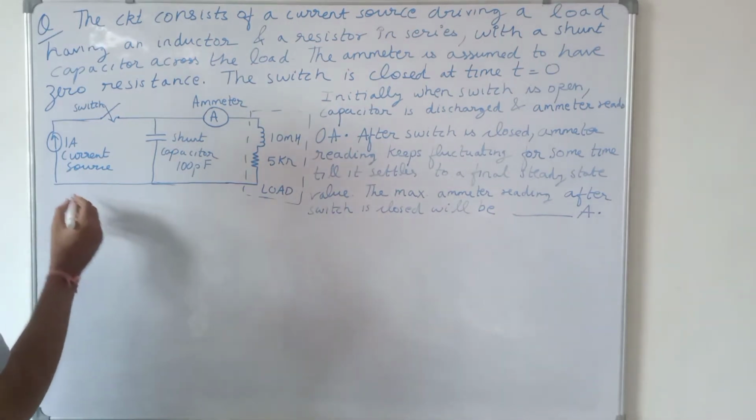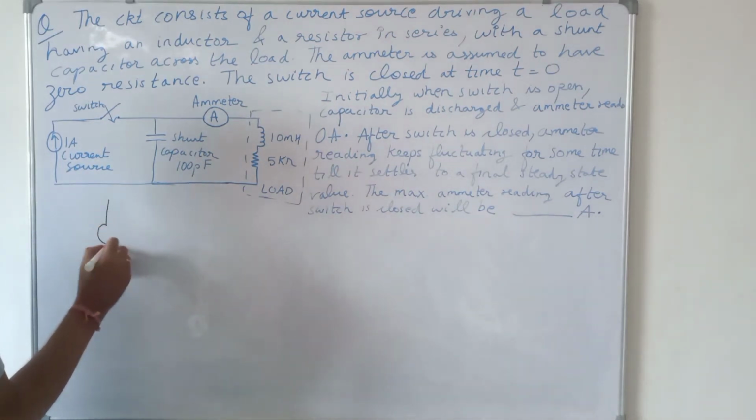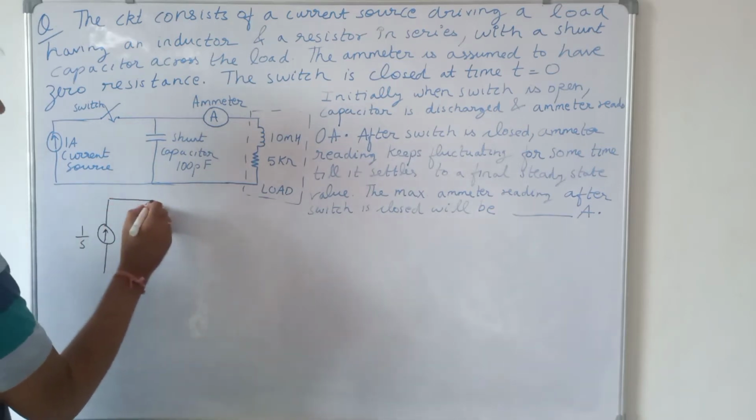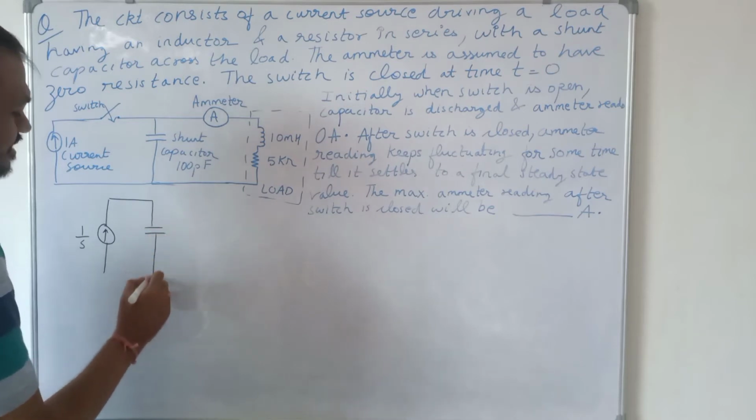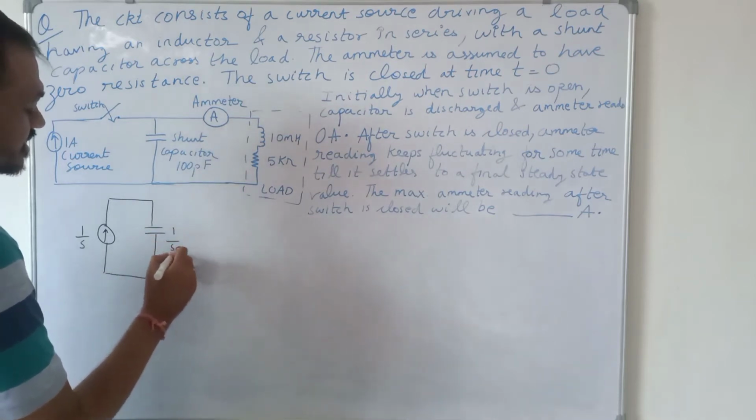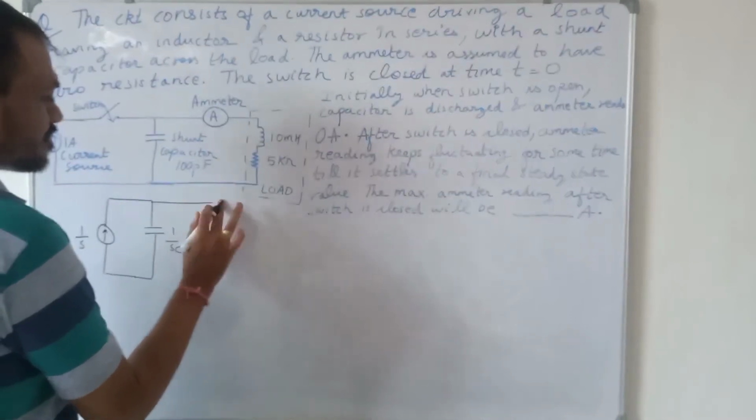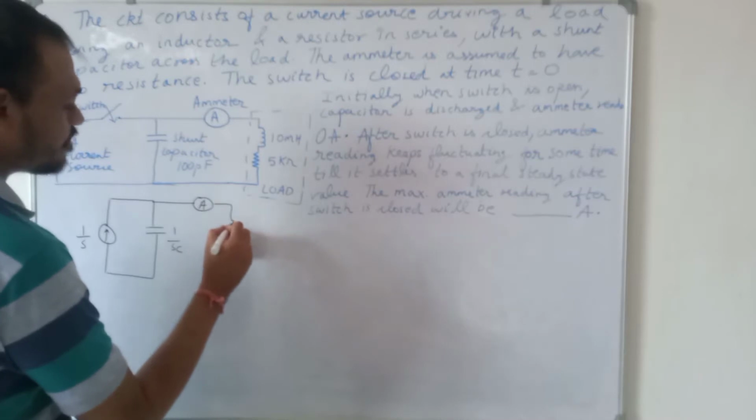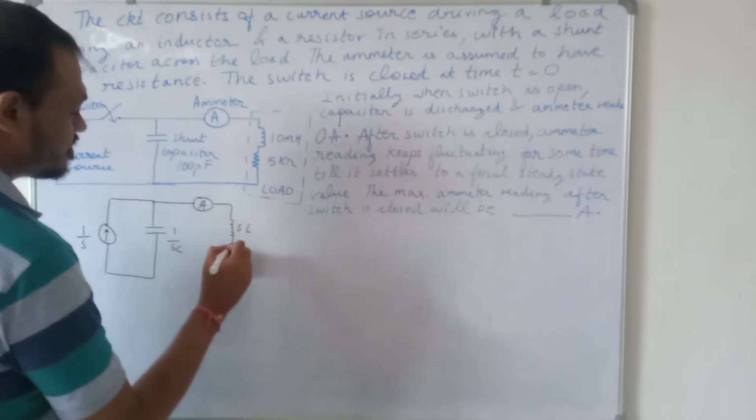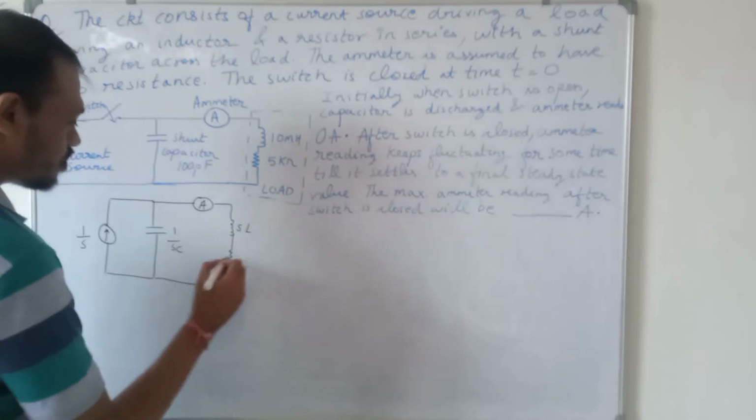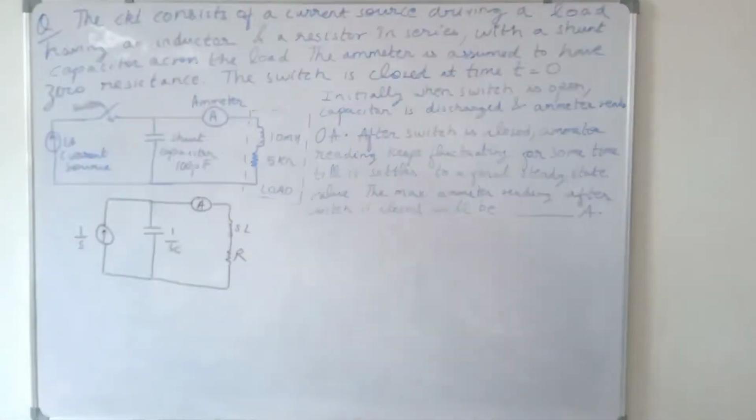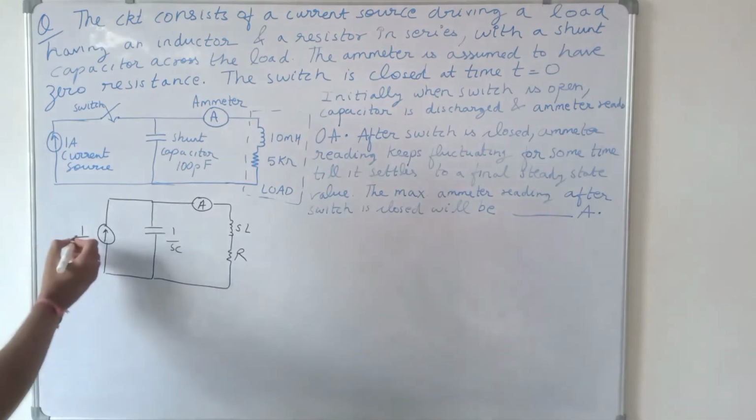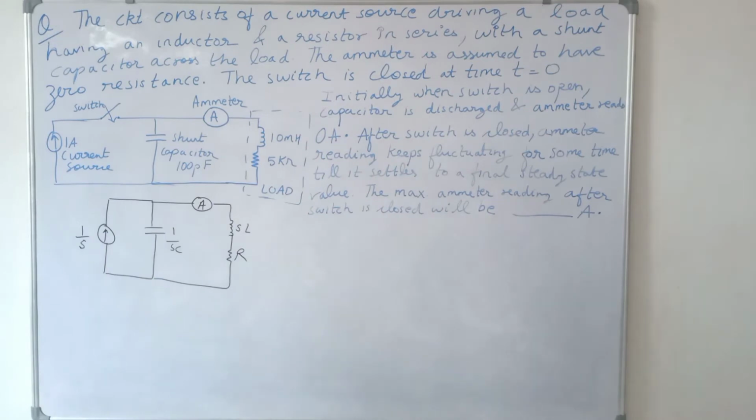If we take Laplace transform, then the Laplace transform of the current source will be equal to 1 by S. The Laplace transform of the shunt capacitor is 1 by SC, and the ammeter will be like this. For the inductor the Laplace transform is SL, and for the resistor the Laplace transform is R only. So this is the Laplace transform for this circuit: 1 upon S, 1 by SC, and R plus SL.